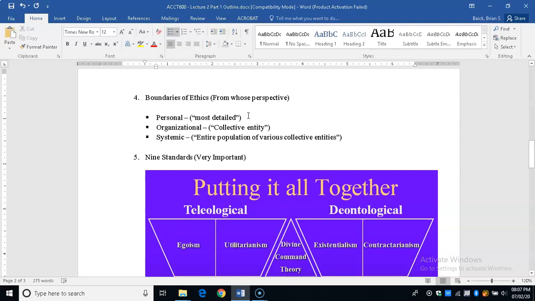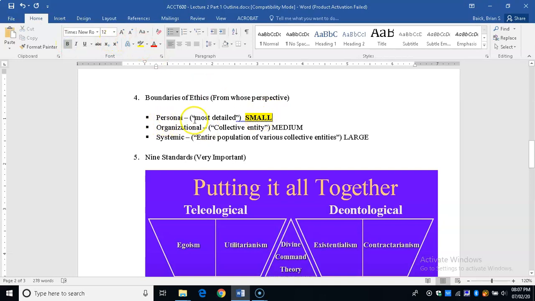Next, let's think about the boundaries of ethics. So ethics can be, as you can see here, personal, it can be organizational, or it can be systemic. So you can think of this as being small, medium, or large.